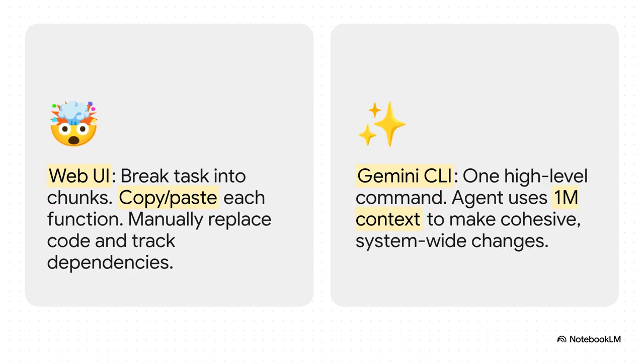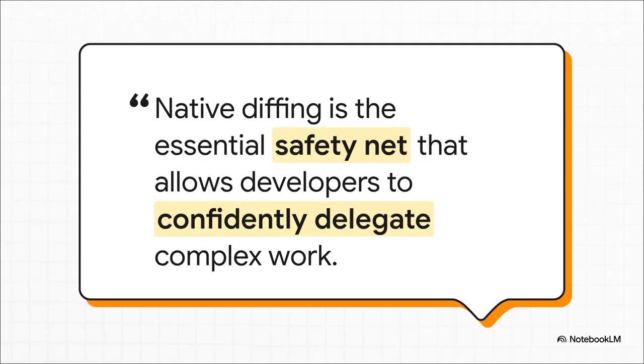And this gets even more powerful on bigger tasks. I mean, trying to refactor an entire data access layer with a web UI, it's a nightmare. You're basically trying to hold the entire dependency graph in your head. With the Gemini CLI, you just load the whole project into its context window and give it a strategic command. It understands the full picture and can make these huge, cohesive changes across every single file that's affected. It's a game changer.